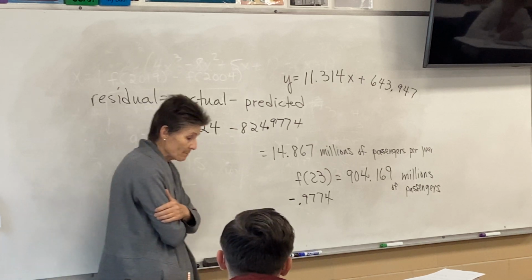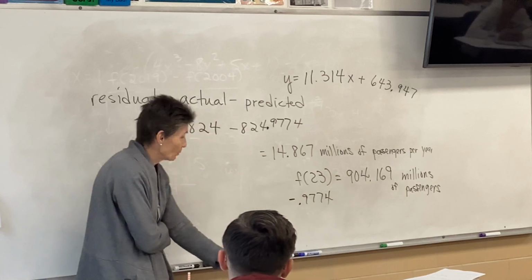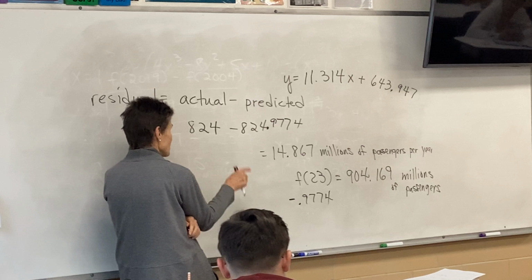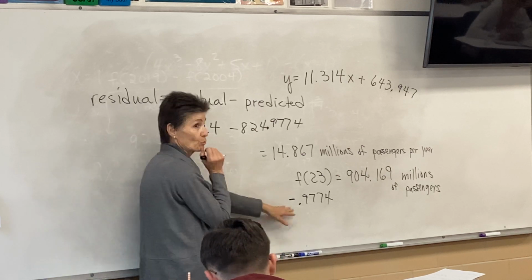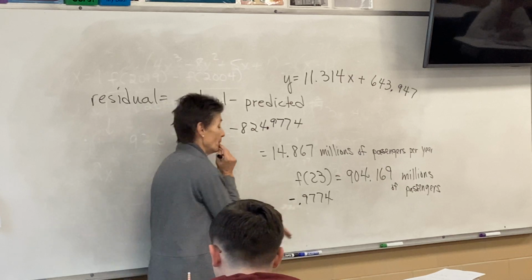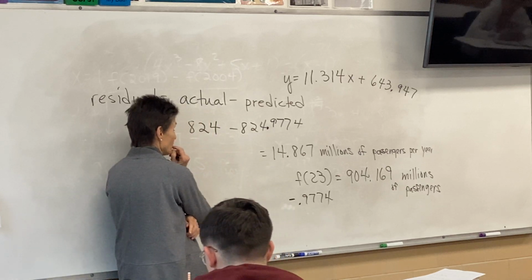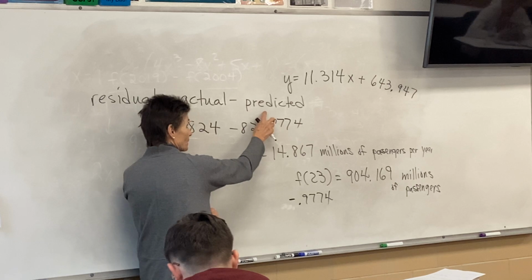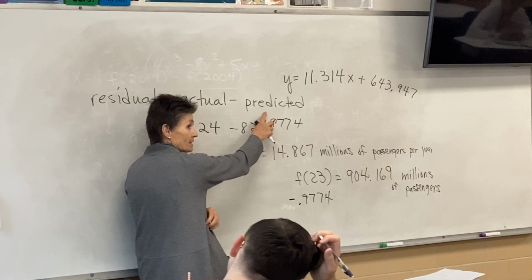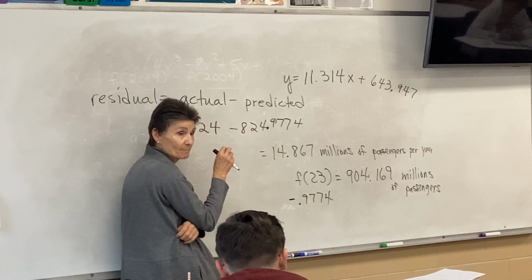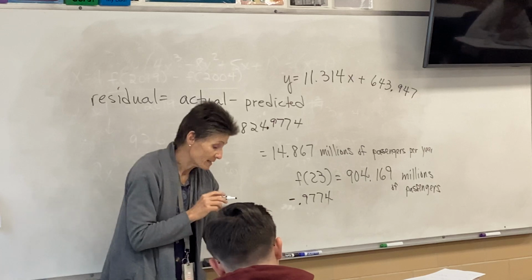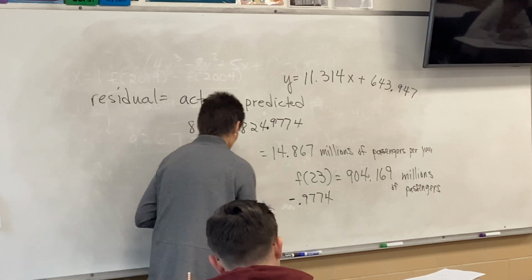Okay. What does that mean? What is the residual and what does it mean? What does this tell me about my model? If the residual came out, first of all, it's really close, right? It's really close, but it came out negative, which means what? The model overestimated a little bit for that particular point. The model overestimated a little bit.